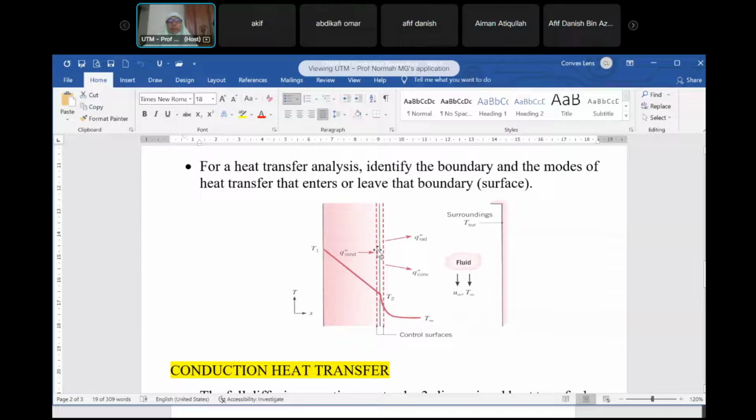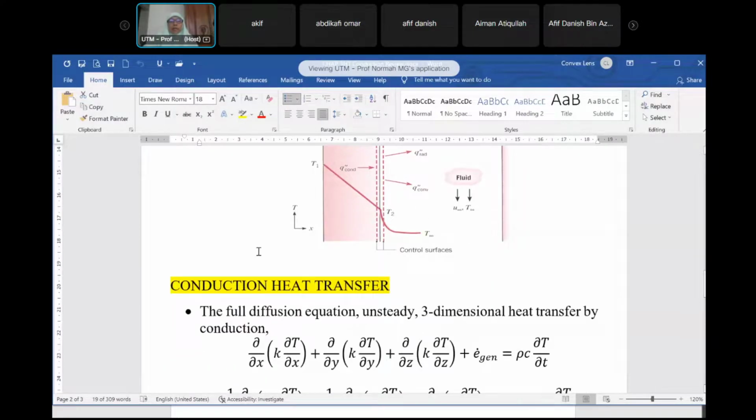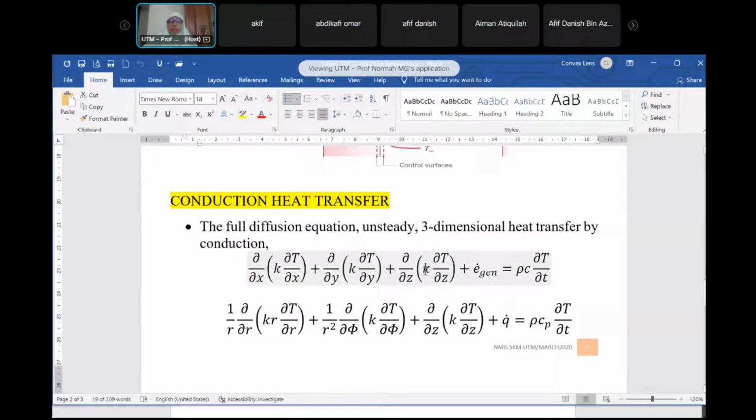That volume or surface that you are analyzing goes up, don't you worry. You can do an energy balance. For conduction heat transfer, which we did last week and this week, we have the heat diffusion equation. Unsteady, three-dimensional.